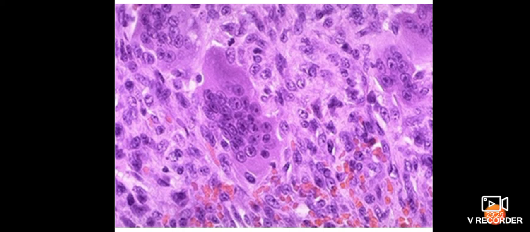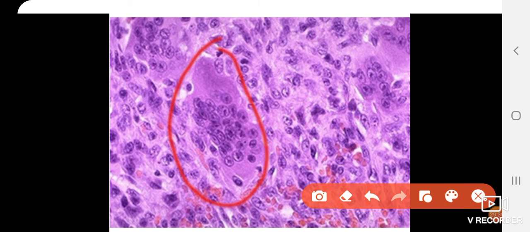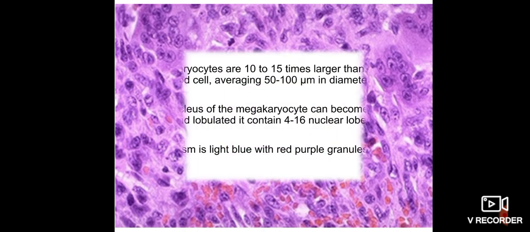So this is how an osteoclastic giant cell will look. This is one cell in which you can see a very irregular cytoplasmic margin, and you have so many nuclei within one cell itself. So this is your giant cell, or osteoclastic giant cell.